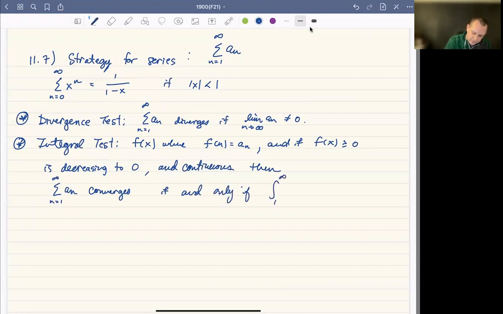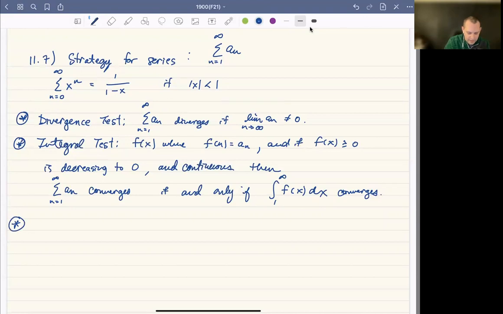So the series converges if and only if the integral converges. And almost definitely they will converge to different values. But what we know is that if one is finite, so is the other. And if one's infinite, so is the other. So that's the integral test.